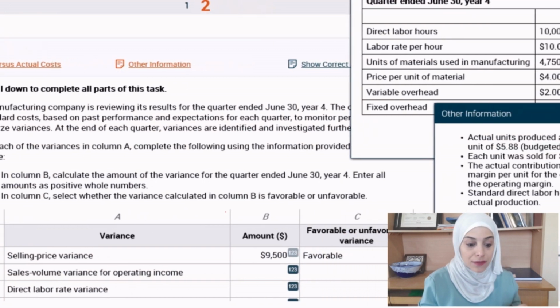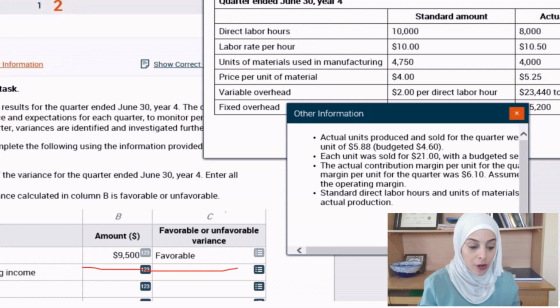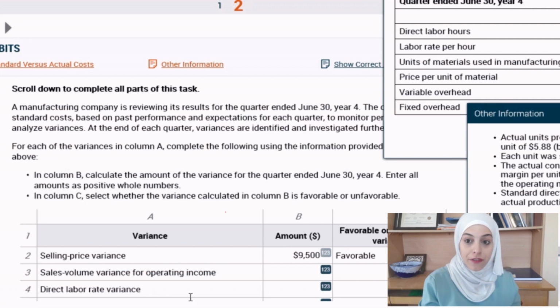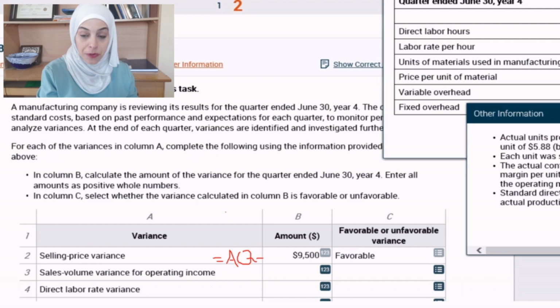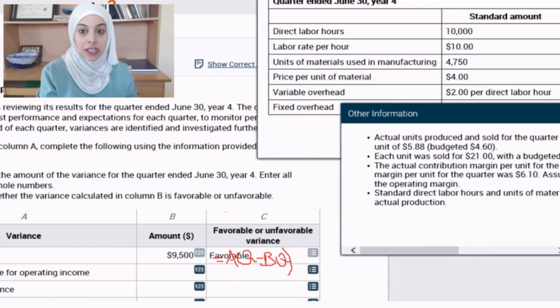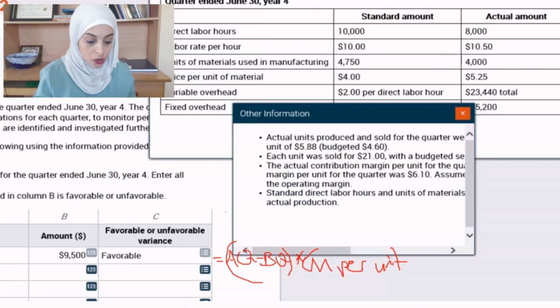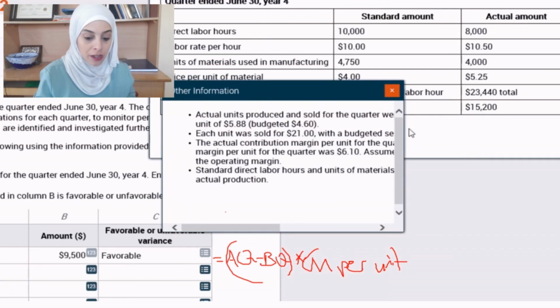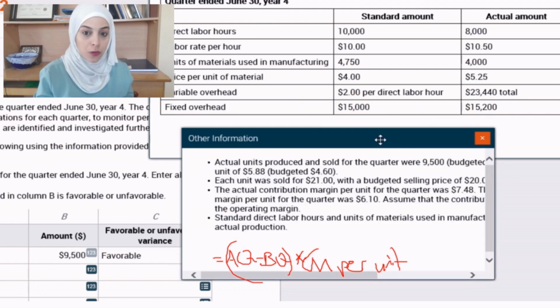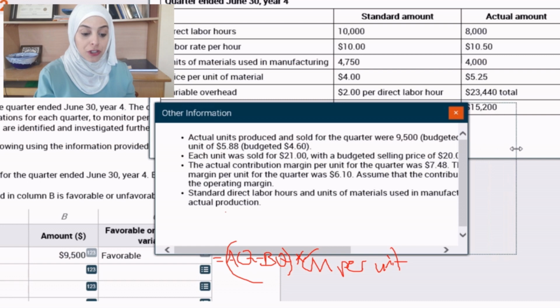The same thing from its name, sales volume variance. So we're going to need to use the volume, right? The sales volume variance equals the actual quantity of units sold minus the budgeted quantity times the budgeted contribution margin per unit. For those who don't know, the contribution margin per unit is what's left for the fixed costs. When you take all the revenues minus the variable costs, what's remaining, we call the contribution margin per unit. So for the sales volume variance for operating income, we take the difference between the actual quantity sold and the budgeted quantity times the budgeted contribution margin per unit.